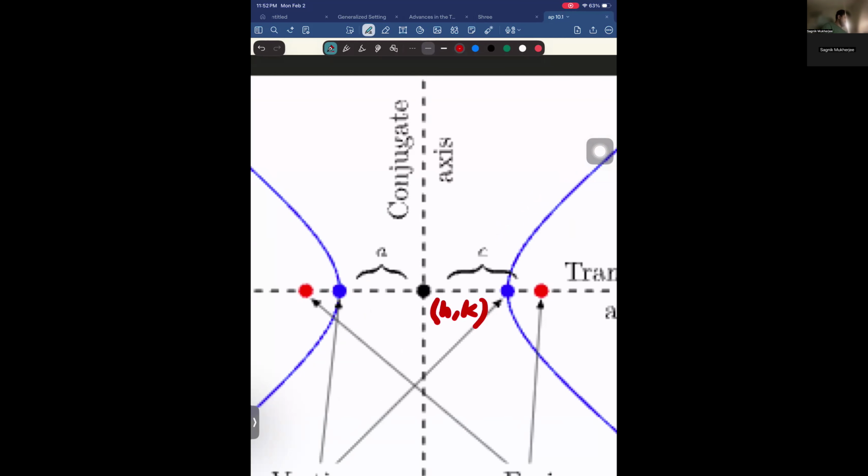And there are two distances you have to consider. So this distance a that you are looking at, this is the distance of the center from the vertex. And this is what you call a. And there is this other distance, which is the distance of the focus from the center, and you call it c.